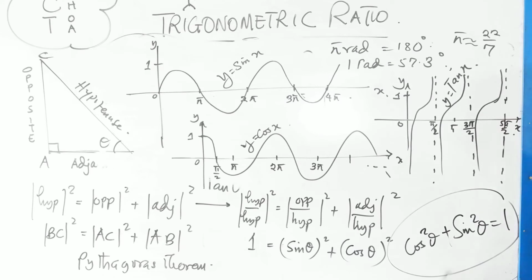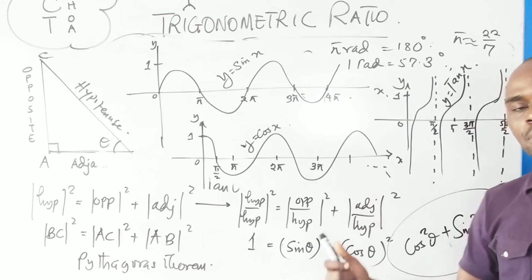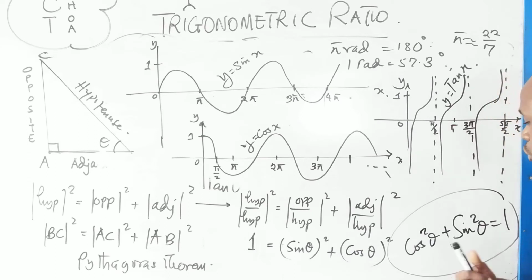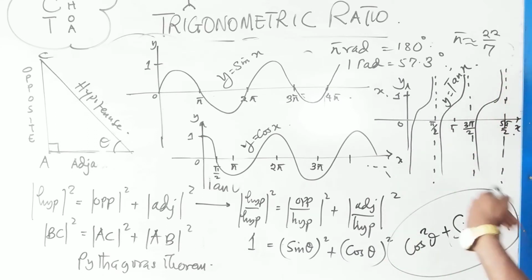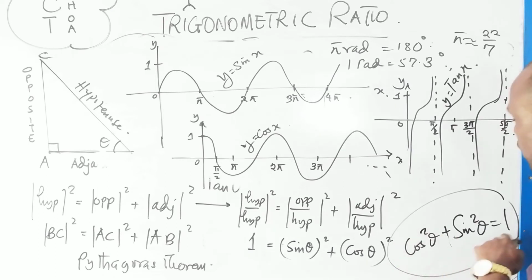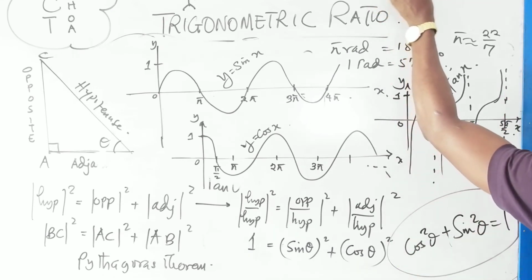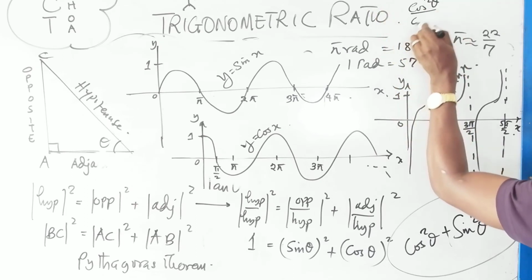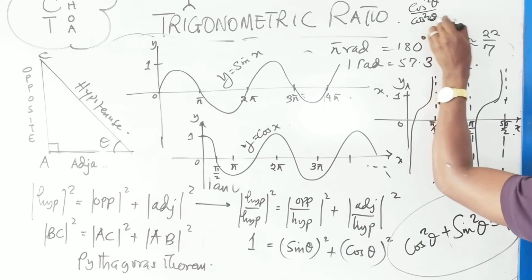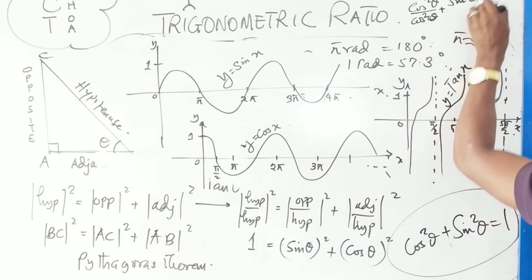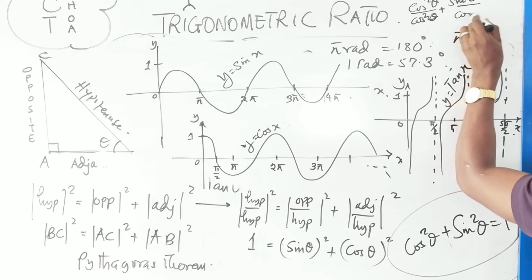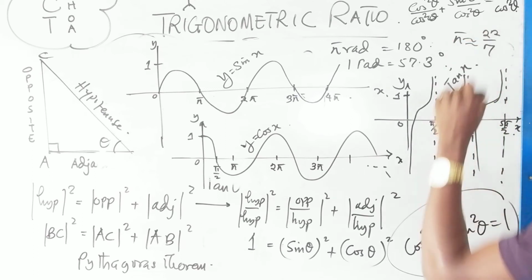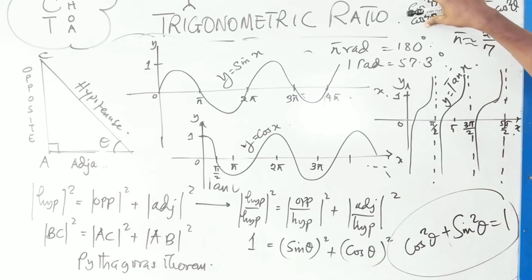So this ratio is a very popular ratio, and it can be defined this way. You can generate many more ratios from this. How can you do that? If I divide it by cos squared theta, cos squared theta divided by cos squared theta, and sine squared theta divided by cos squared theta, and 1 all over cos squared theta, you can see that this is going to give us 1.